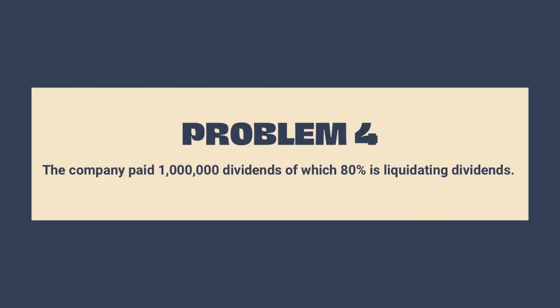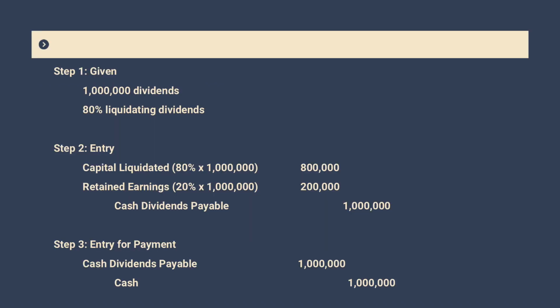Problem number 4. The company paid 1 million dividends, of which 80% is liquidating dividends. So, step 1, we must identify the dividend first, which are 1 million dividends and 80% liquidating dividends. Step 2 is the entry. Debit capital liquidated, which we will multiply the 80% liquidating dividends to 1 million dividends and we will get the value of 800,000.